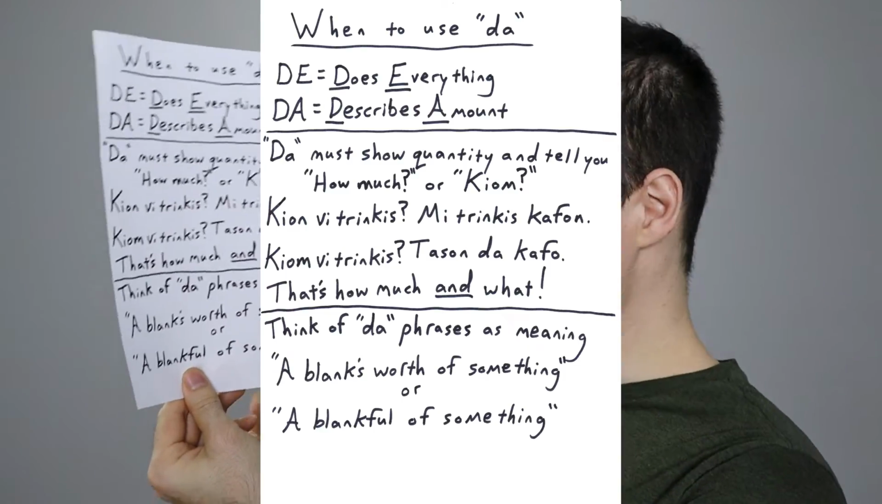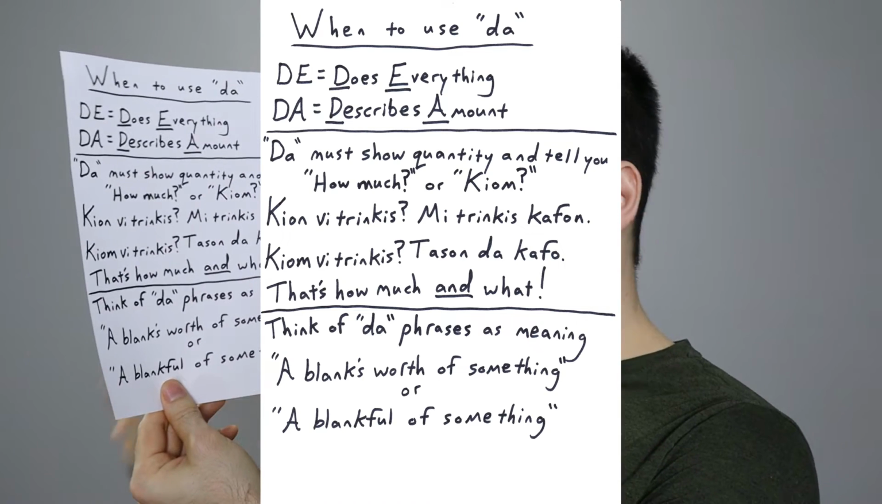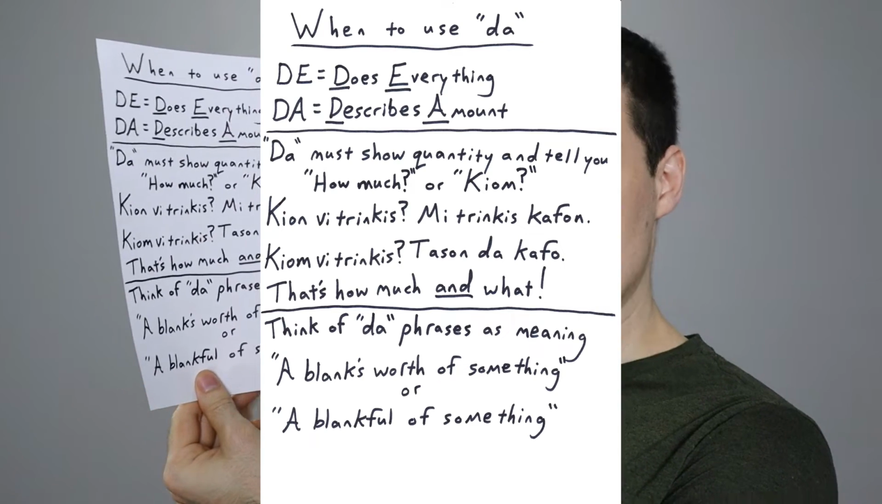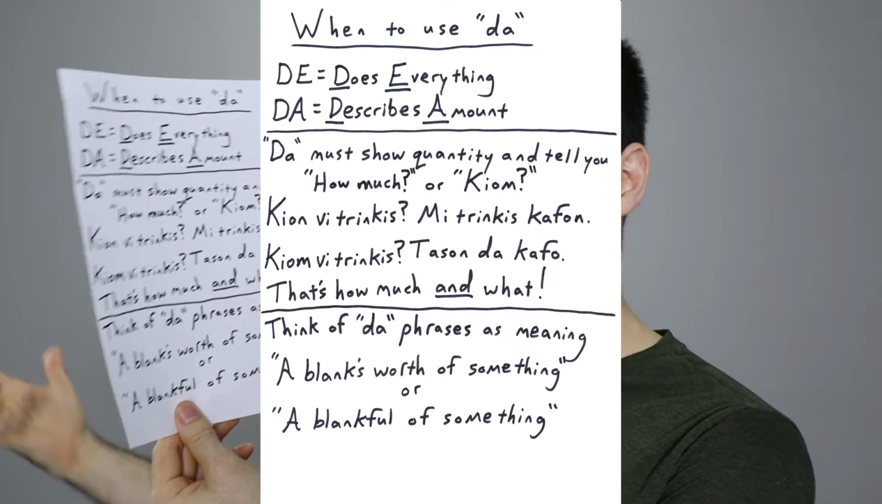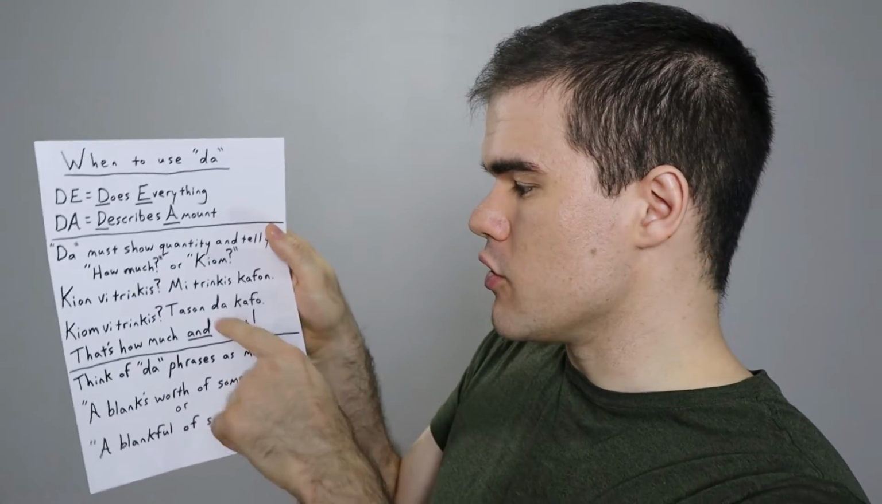Think of da phrases as meaning, or reword them in your brain to be, a blank's worth of something, or a blankful of something. That's been really helpful for me to make sure that I'm not using it when I shouldn't. So if you look at this earlier example here, tason da kafo. How much did you drink? I drank a cup's worth of coffee. Oh, that's not too much caffeine. You won't be up all night. Great. How much did you drink? I drank a cup full of coffee. Oh, that's not too much. Great. Okay, cool. You see where it totally fits to say a blank's worth of something or a blankful of something. So that's where you would want to use it.